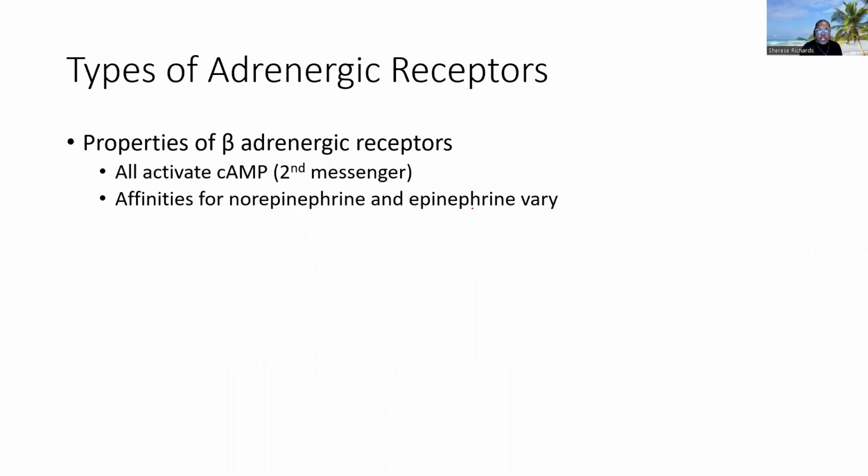Beta receptors generally will activate their cyclic AMP messenger, and then they will typically have differing affinities. So we're going to see that beta 1 has a different affinity, beta 2 has a different affinity, etc. For alpha receptors, they all prefer norepinephrine over epinephrine.